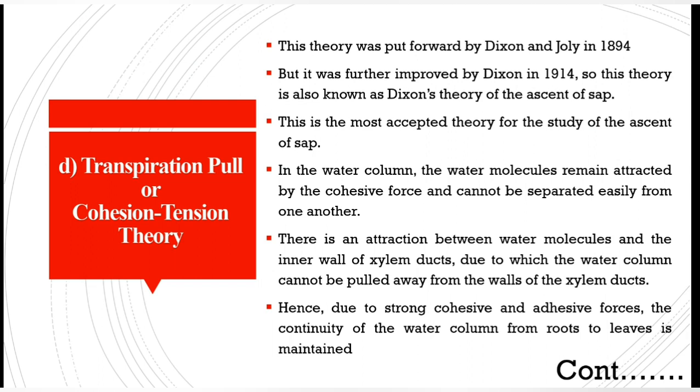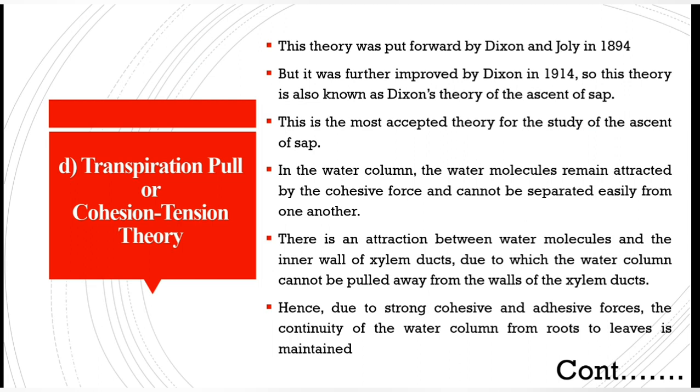Then comes the main theory, which is the transpiration pull or cohesion tension theory, which was put forward by Dixon and Joly in 1894. It was further improved by Dixon in 1914. This theory is also known as Dixon's theory of ascent of sap. It is also called the cohesion tension theory. This is the most accepted theory for explaining the mechanism of ascent of sap.